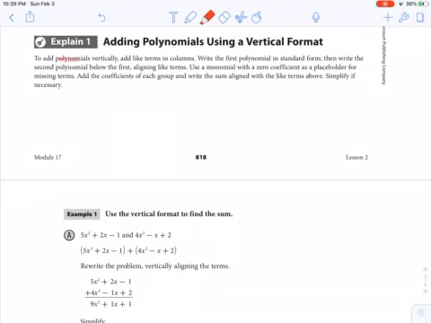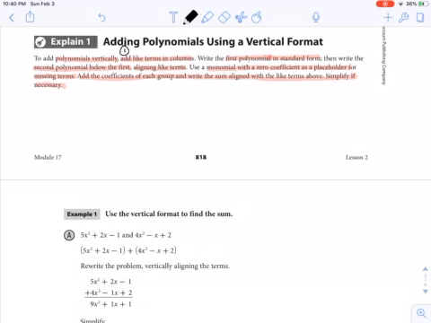So to add polynomials vertically, add like terms and columns. Write the first polynomial in standard form, then write the second polynomial below the first, aligning like terms. Use a monomial with a 0 coefficient as a placeholder for missing terms. Add the coefficients of each group and write the sum aligned with the like terms above. Simplify if necessary.